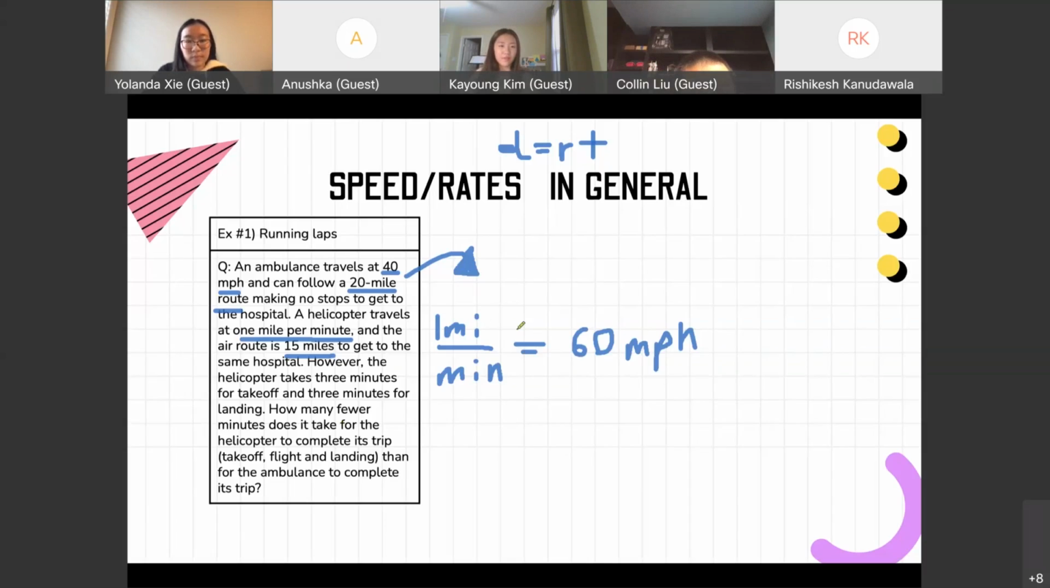So to do this, using the information from our problem, we're gonna find the time. So let's go back to the ambulance in the first sentence. The rate is 40 miles per hour and the distance is 20. So now we're gonna use our dirt equation and just substitute. So it's gonna be 20 equals 40t. So t would be equal to 1/2.